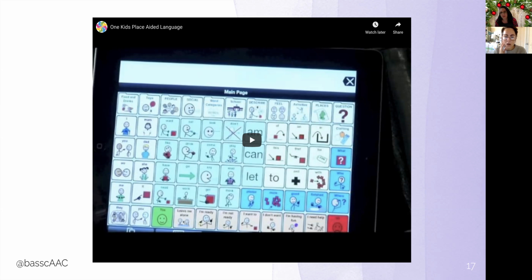I think a fun way to show that progress, maybe not necessarily for your IEP goals, is to track yourself, or track the classroom, or keep track of how many times we are providing aided language input.